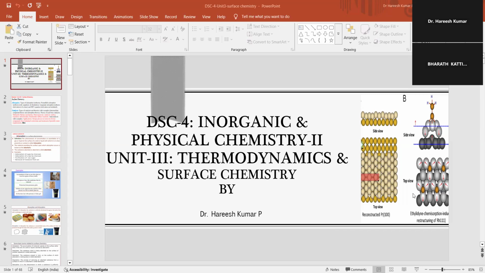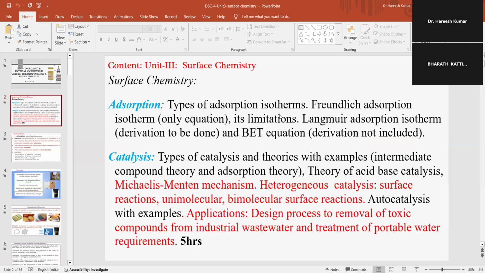Now I will start with the surface chemistry. If we are looking at the content of the surface chemistry, it contains adsorption and catalysis. So under adsorption, we will come to know what is adsorption, types of adsorption, and then types of adsorption isotherm, Freundlich adsorption isotherm and its limitation, Langmuir adsorption and its limitation, and BET equation. And then application of adsorption.